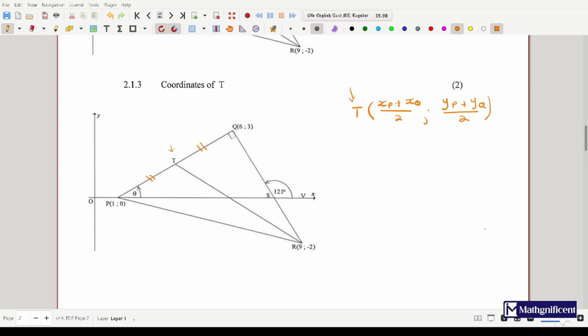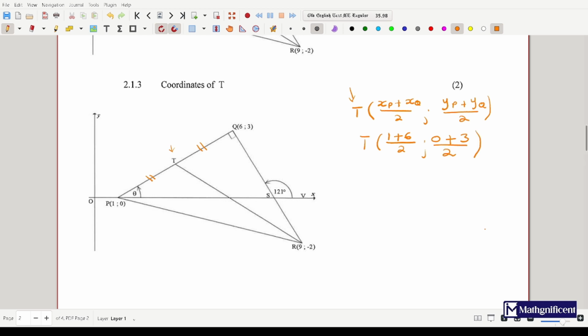So T is equal to, in this case, 1 plus 6 divided by 2. This is going to give us the x value of the coordinate T, while this is going to be the y value of this point here. So we have 0 here, which is the y value of P, plus the y value of Q here, which is 3. Then we divide this by 2 as well.